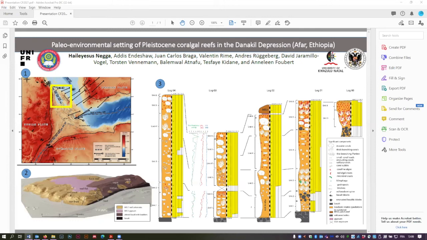When we compare the MIS 7 coral reefs to their counterparts in the Red Sea margins, the Danakil coral reefs are better developed and preserved. This could be related to topographical differences or differences in seawater chemistry. For further discussion, I invite you to my poster discussion session. Thank you.